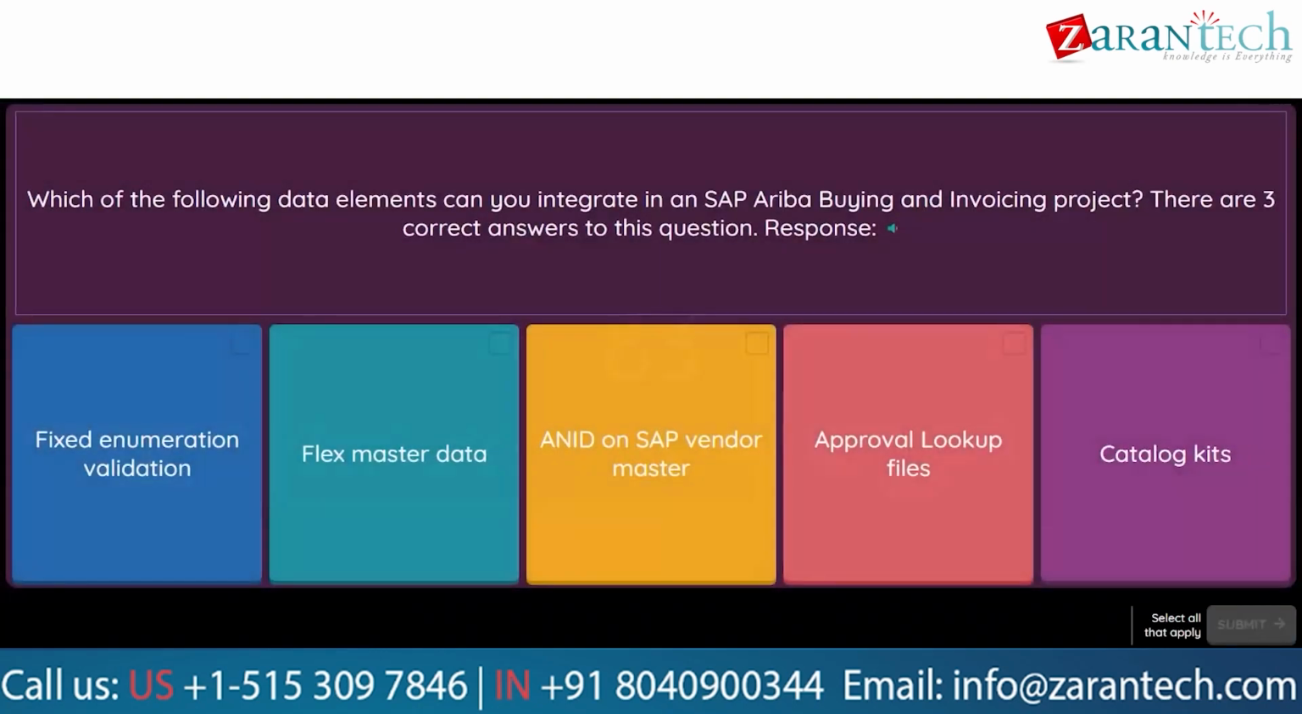Question: which of the following data elements can you integrate in an SAP Ariba buying and invoicing project? There are 3 correct answers to this question. Response: Option 1, fixed enumeration validation. Option 2, flex master data. Option 3, ANID on SAP vendor master. Option 4, approval lookup files. Option 5, catalog kits.